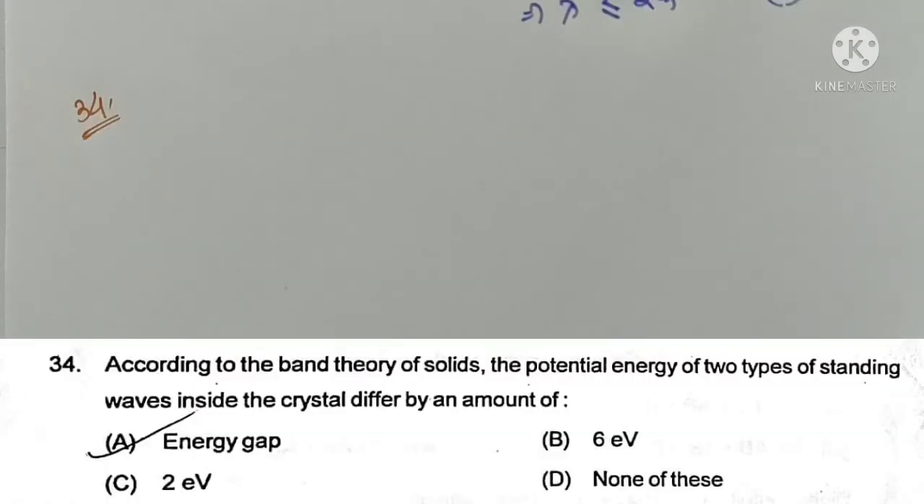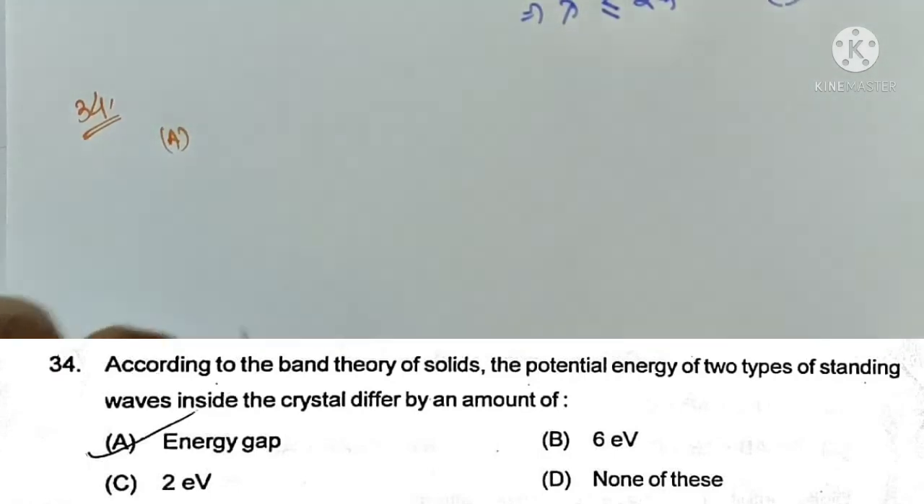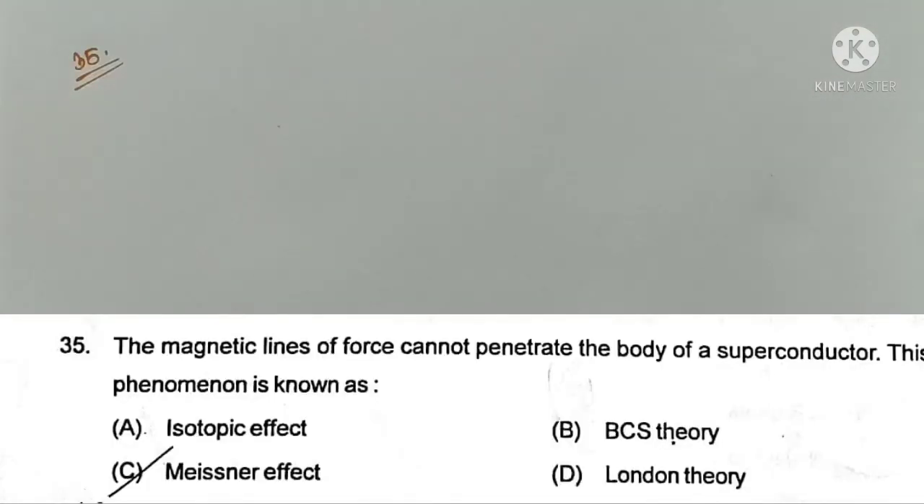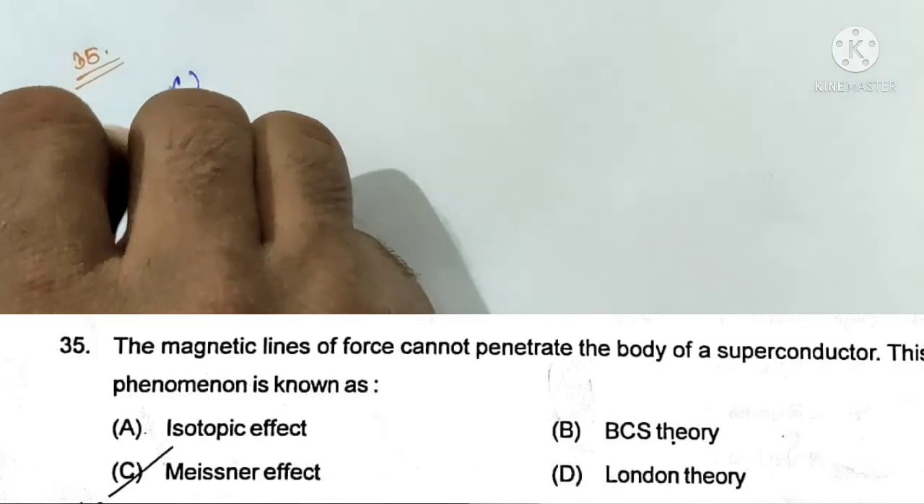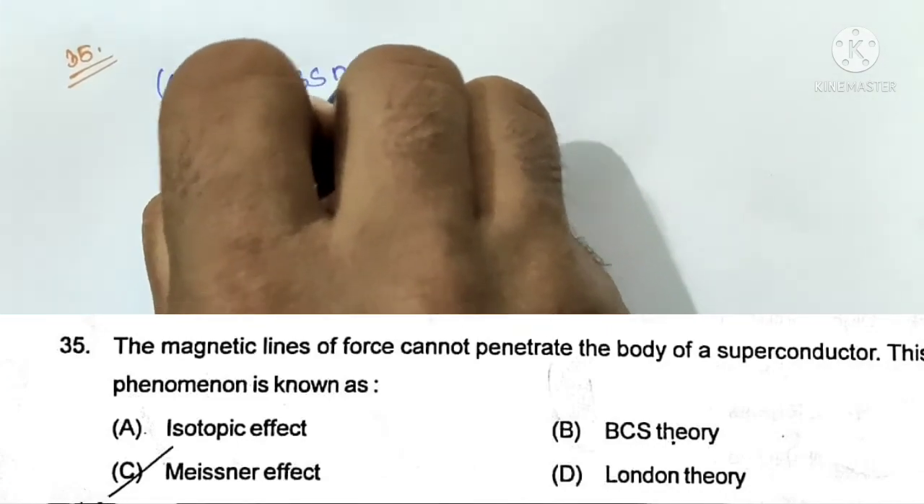Question number 34. According to the band theory of solids, the potential energy of two types of standing waves inside the crystal differ by an amount of energy gap. So your correct option is option A. Question number 35. The magnetic lines of force cannot penetrate the body of a superconductor. This phenomenon is known as the Meissner effect. So your correct option is option C, that is Meissner effect.